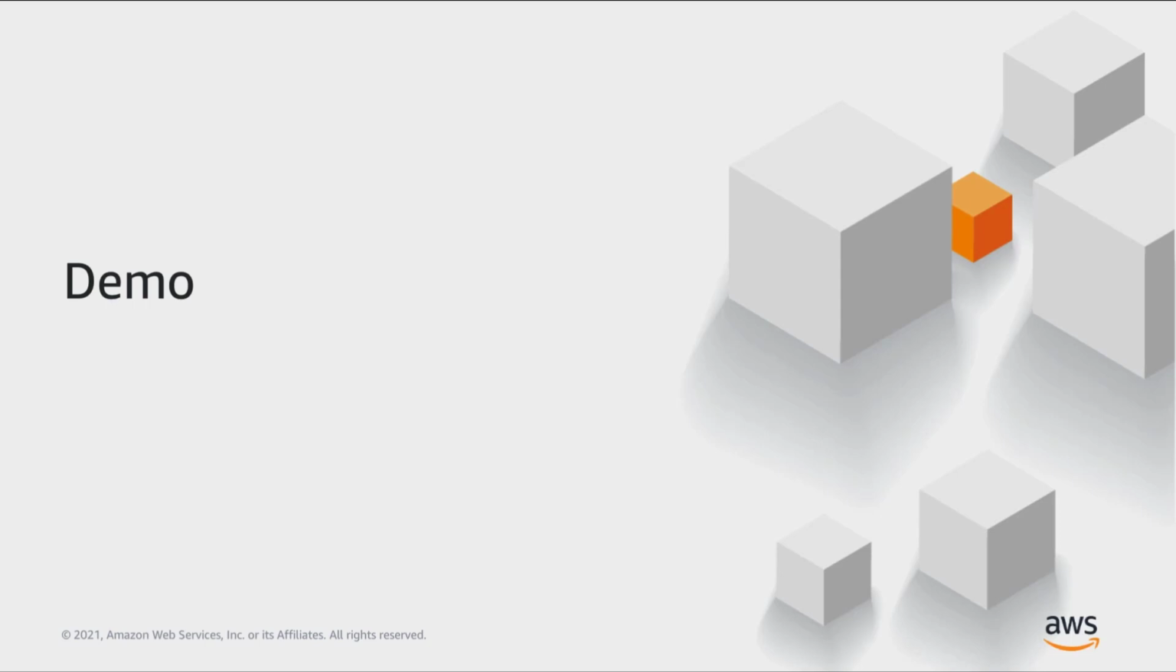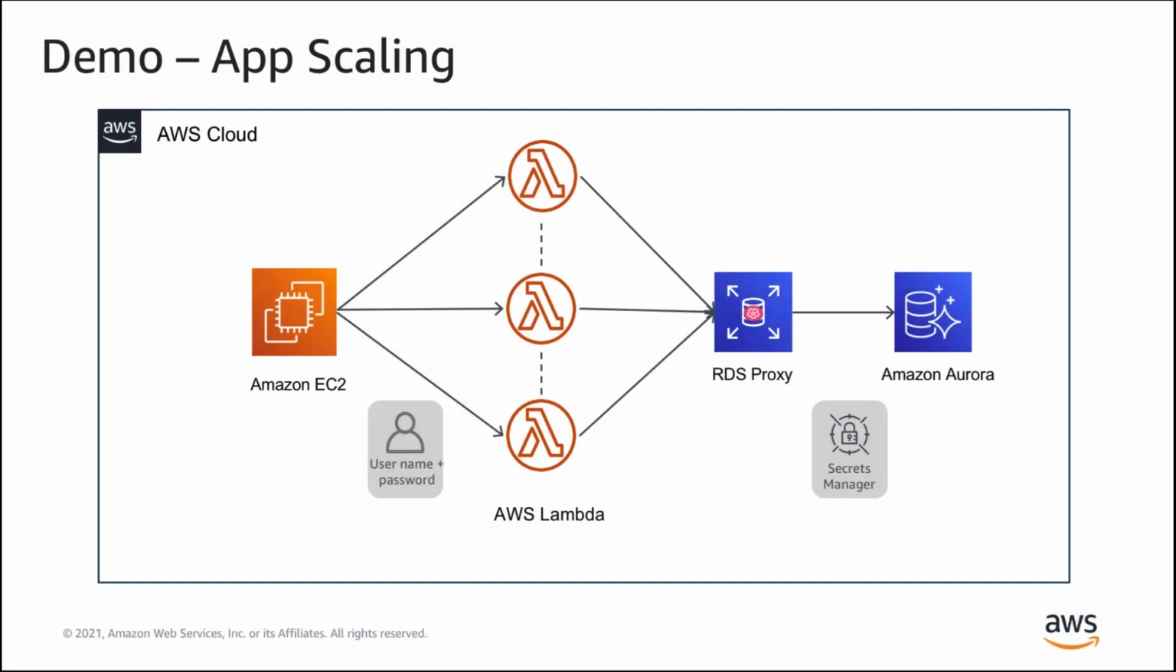Next, let's jump into the demo. In this demo, I will show you how RDS Proxy helps scale your application with minimal impact to the database. This is the architecture I'm using in this demo. I'm going to fire up tons of Lambda functions using the Artillery load generation tool from this EC2 instance and monitor how RDS Proxy handles the load with less impact to the database.